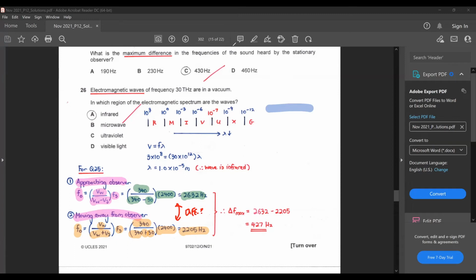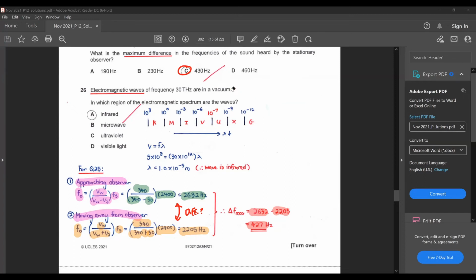Now what's the maximum difference between these 2 observed frequencies? The difference is 2632 minus 2205, giving you 427 Hz. Round it to 2 significant figures, it will be 430. So this is the maximum difference in observed frequency. So that one is okay.